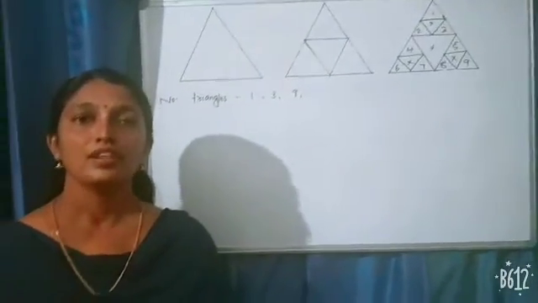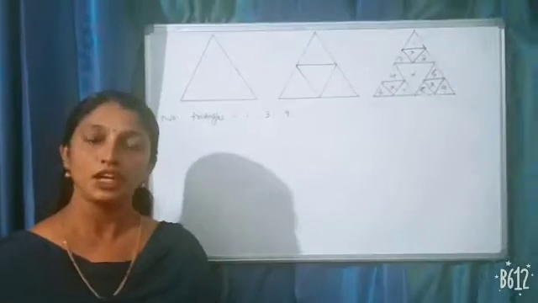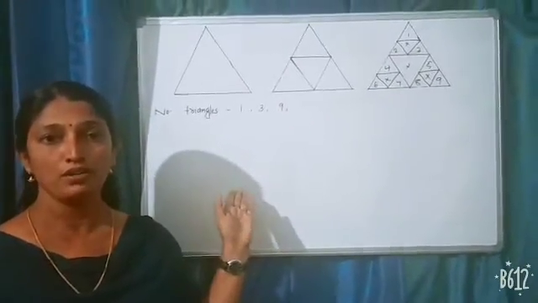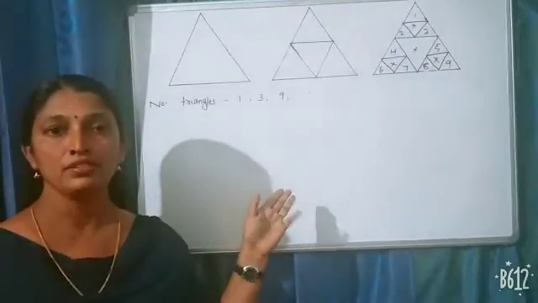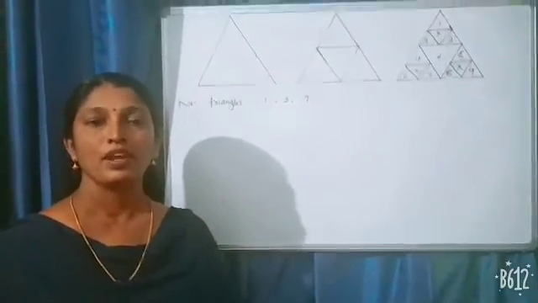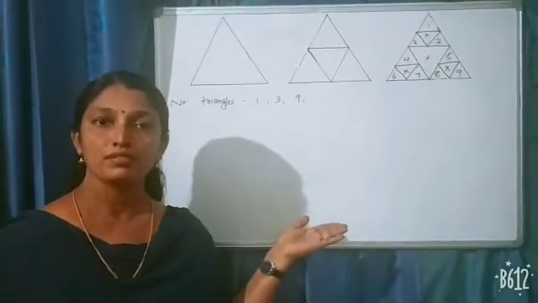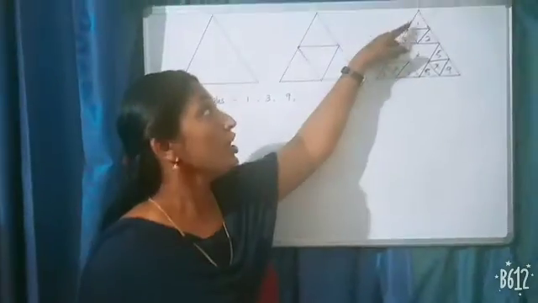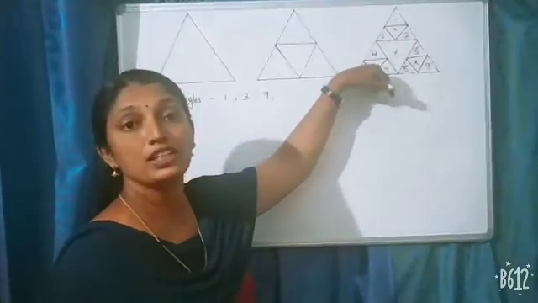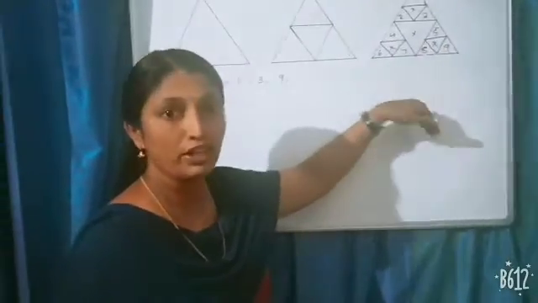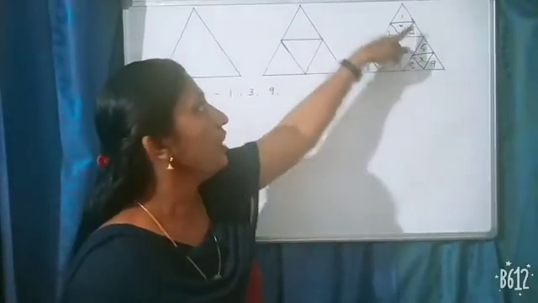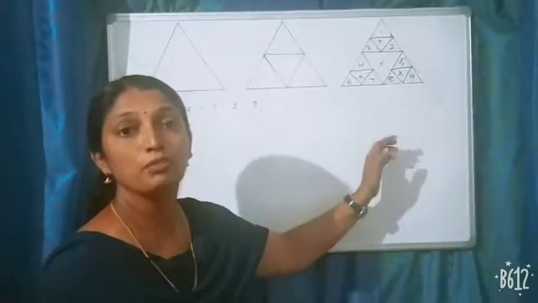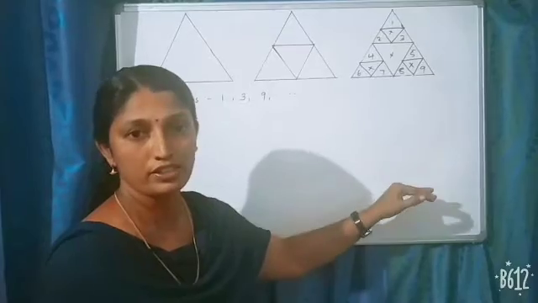If we write this number of triangles as a sequence, the resulting sequence is 1, 3, 9, etc. Can you guess the next number? Here 9 triangles. Each of these triangles we can further divide into 3. This becomes 3, 3, 3, etc. So total 9 into 3, there will be 27 small triangles.